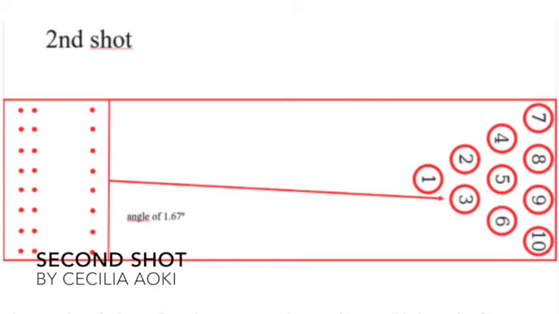What we will be seeing here is the second shot of our project, whose angle is approximately 1.67 degrees. It was thrown from the center and it was expected to go a little bit more outwards, which is what happened.